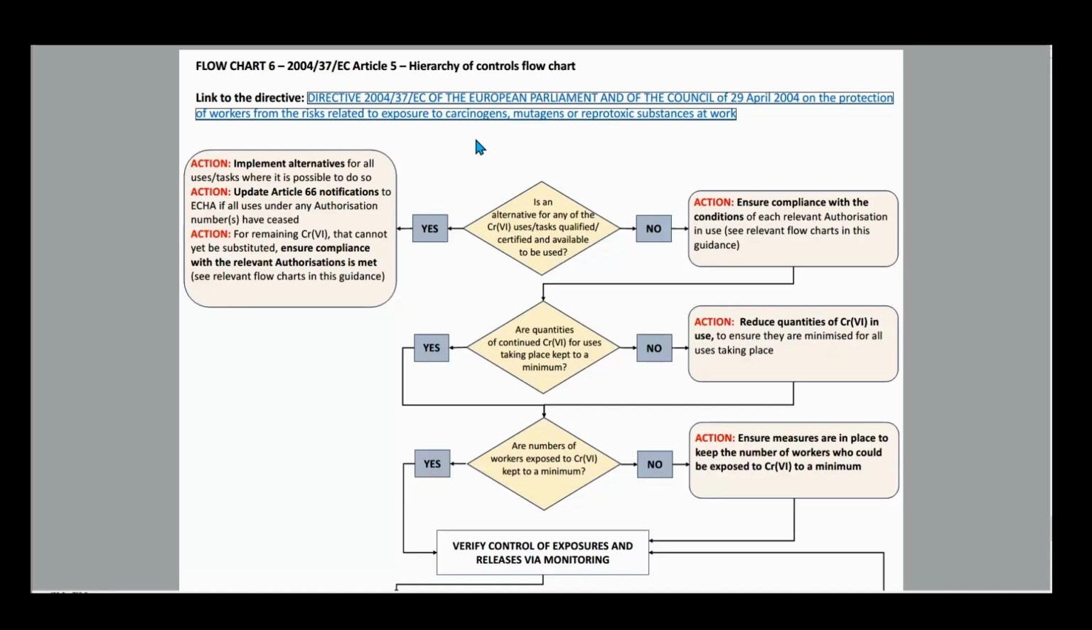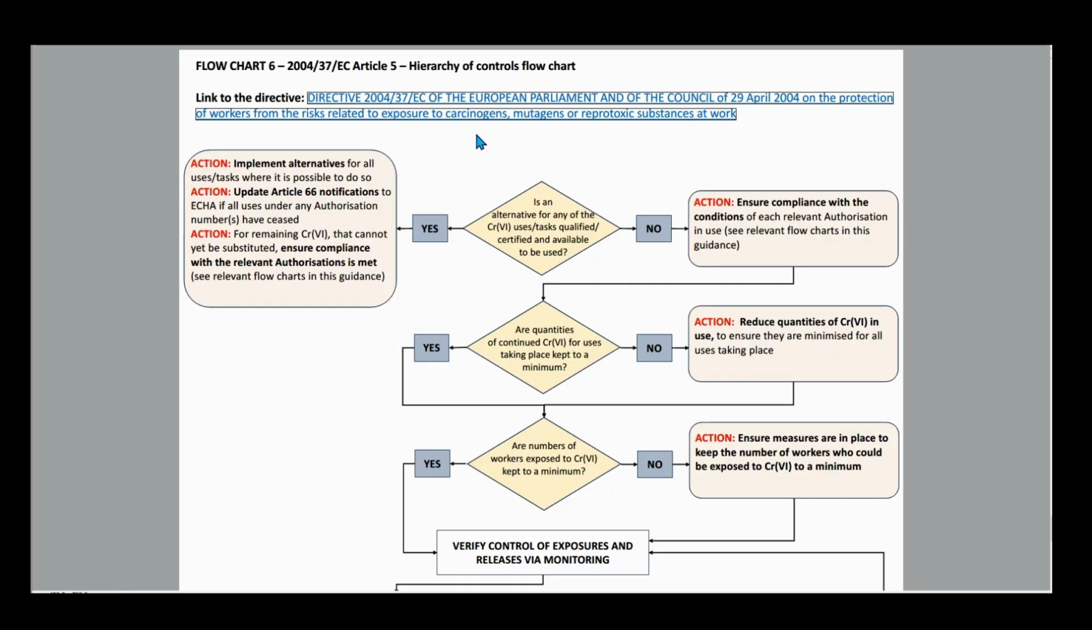Now I will present flowchart 6, which provides an overview of the hierarchy of control principles given in Article 5 of the Directive 2004/37 from the European Commission, the so-called carcinogens, mutagens, or reprotoxic substances directive, CMRD. A link to the directive is provided in this flowchart.